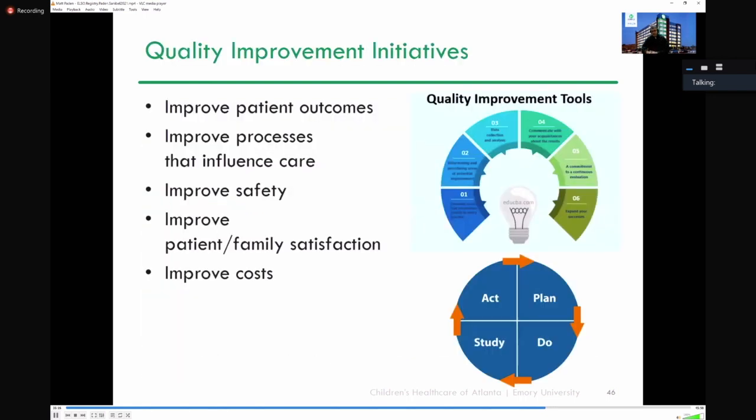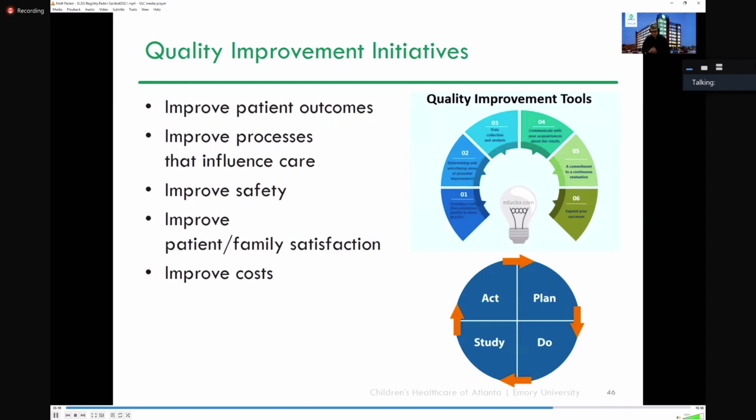The last part of this talk is where I want to focus, and that is talking about once you've seen an issue, how do you use this data to drive quality improvement initiatives? We all should be doing quality improvement projects at our center to be able to improve our patient outcomes, improve the processes that influence the care, improve safety, and do all of those things. It's vital to what we're doing, providing a complicated technology such as this.